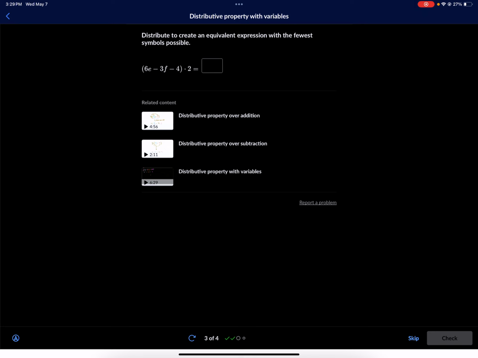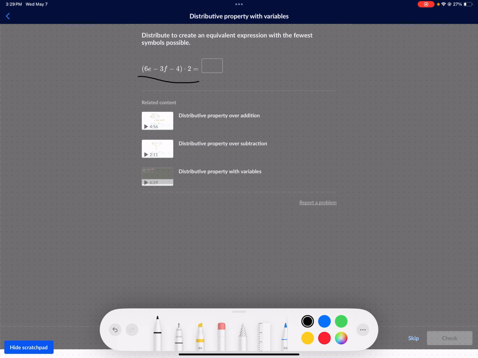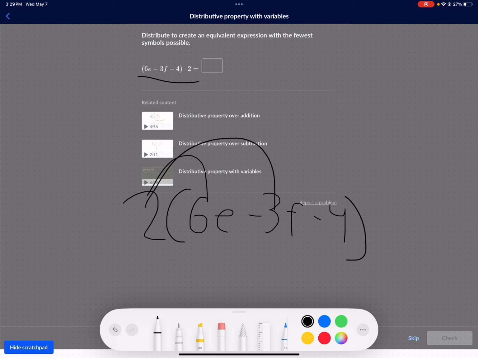Okay, the next problem. Distribute to create an equivalent expression with the fewest symbols possible. It does say times 2 over here, but remember that multiplication is interchangeable. I'm going to put the 2 back over here, instead of that weird junk. So then we can distribute each one.